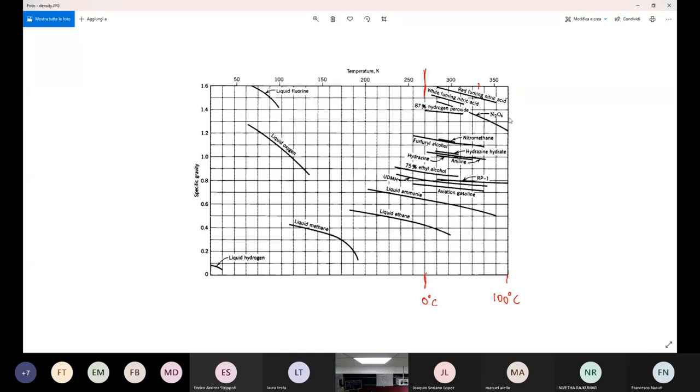So this is the storage plot, and the best for us would be here on the right upper side, where we have a good range of temperature and also a high density. But this is typically opposed to the performance, especially for fuels.